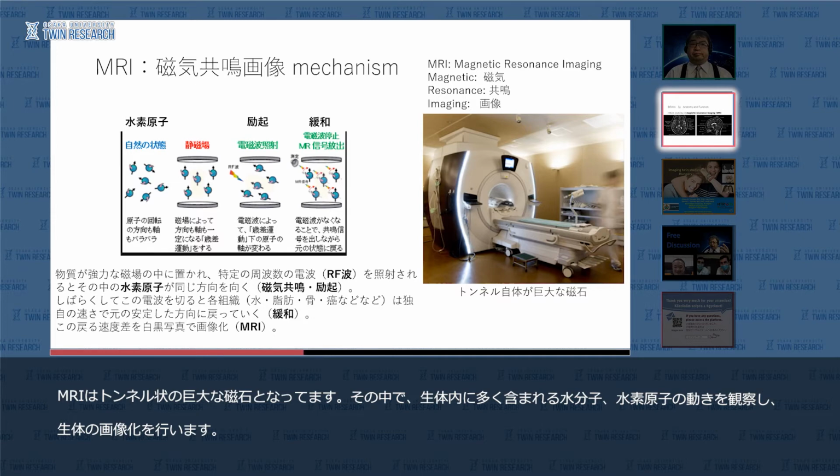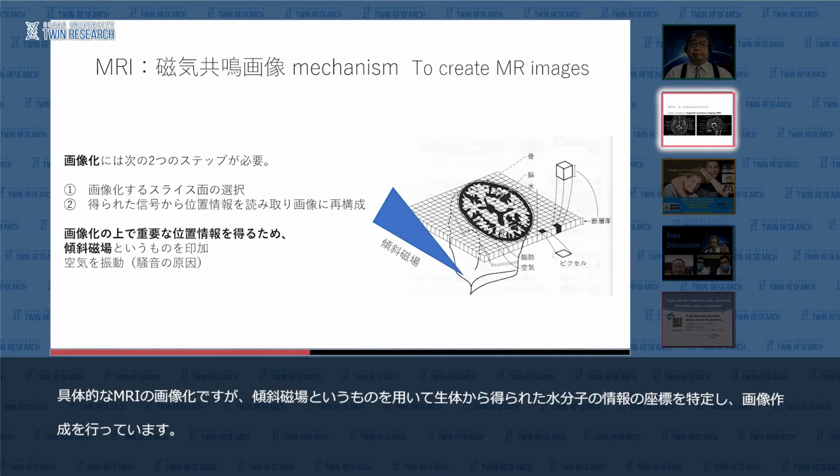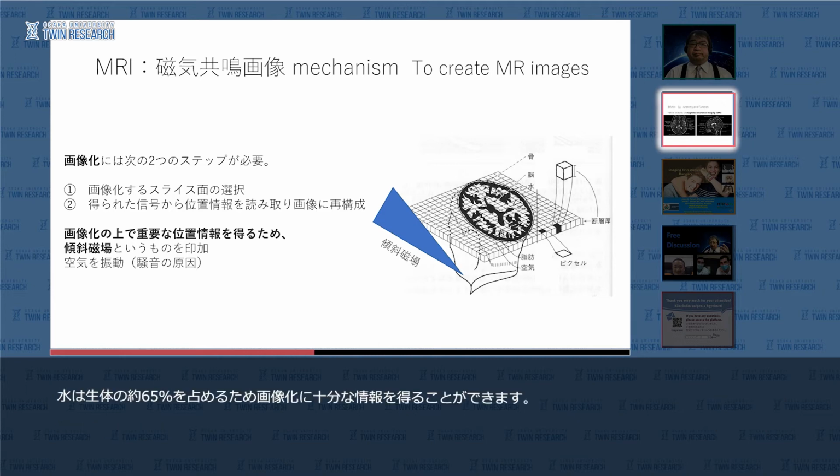MRI uses a magnetic field and radio waves to measure how much water or hydrogen proton is in different tissues of the body and create images with water measurement. Then, MRI maps the location of water and uses this information to generate a detailed image. The images are so detailed because our bodies are made up of around 65% water, so we have a lot of signal to measure.